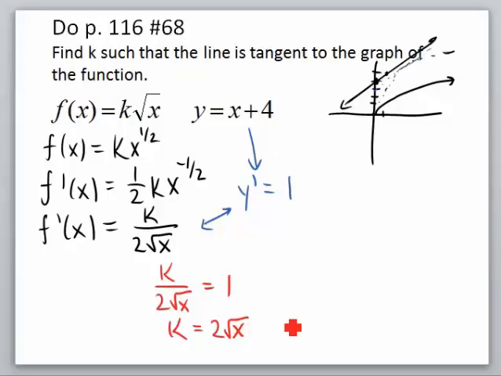So now I'm going to take this a little bit further, and I need to think about, all right, I have this function, y equals k square root of x.